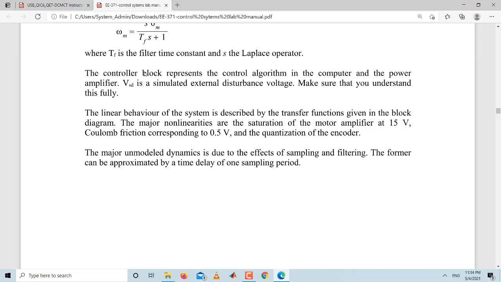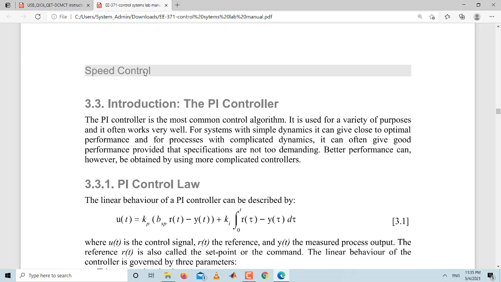Because the non-linearities come at the saturation point of your motor amplifier, that is at 15 volts, right? And then there is the quantization of the encoder. These are the two non-linearities that the system would be facing. But for most part of the lab, in the beginning, we are going to ignore that saturation point, and we are not looking into the quantization error for now.